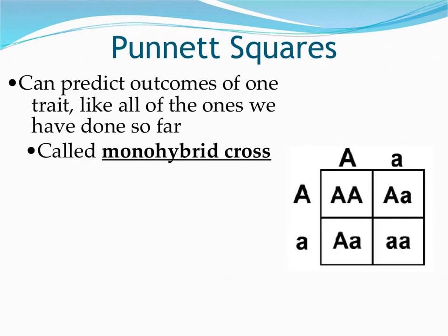All the Punnett squares we've done so far have been dealing with just one trait with 2 different versions of the allele. These are called a monohybrid cross. Okay, so we have one trait designated by the letter A, capital A being the dominant version of it, and lowercase a being the recessive. So one trait with 2 contrasting versions of the trait is called a monohybrid cross. We can use Punnett squares to predict those.